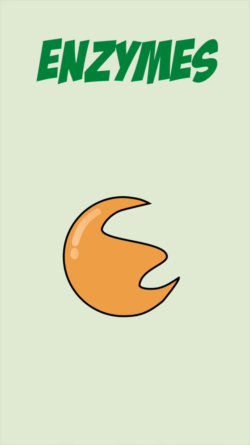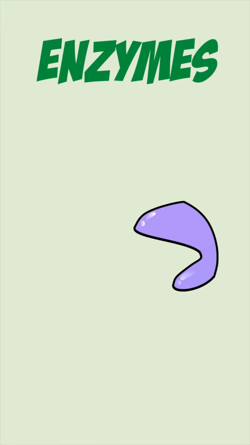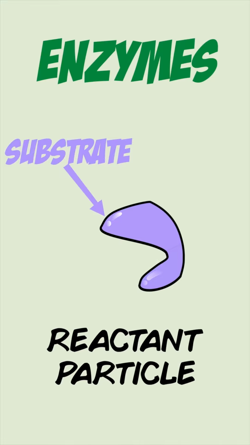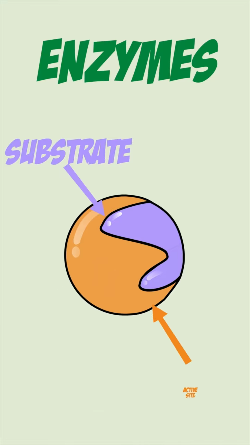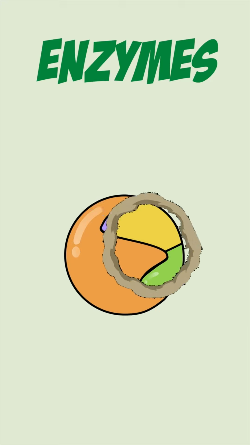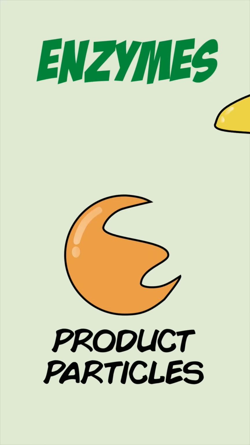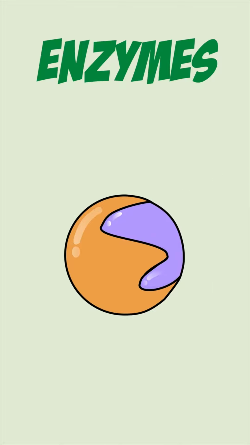These unique shapes have a gap in them called an active site that fit particles known as substrates in them. These substrates are basically just the reactant particles of a reaction. Once these substrates bind to the active site of an enzyme, it breaks up into product particles. The products then leave the active site and leave it available for binding with other substrates.